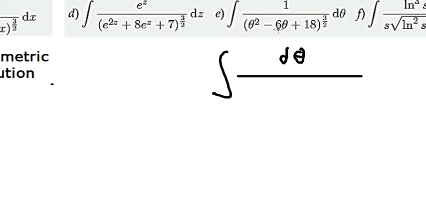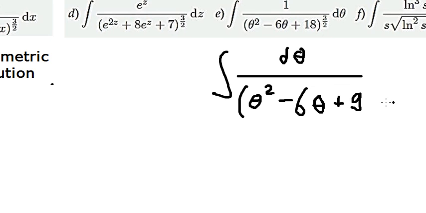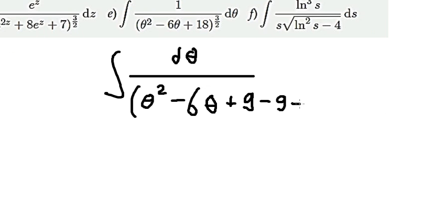We have negative 6. That means we have 2 and negative 3. So we can put theta squared minus 6 theta. To get this one a minus b, we need to have 9 in here. That means we minus 9, and we plus 18, to the power of 3 over 2.